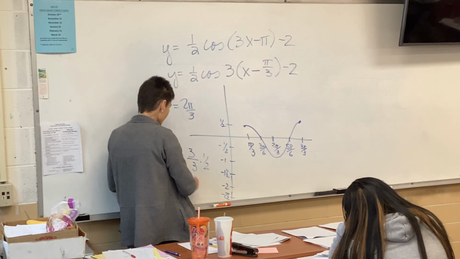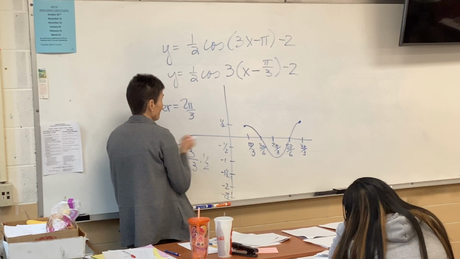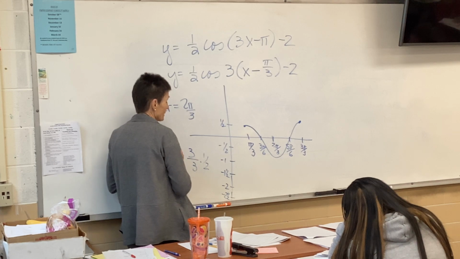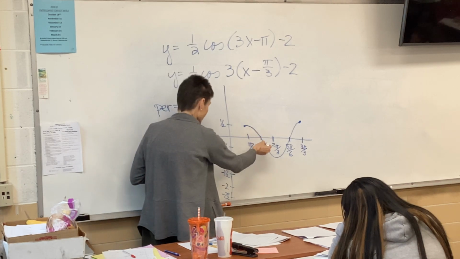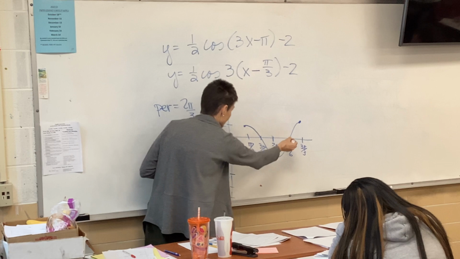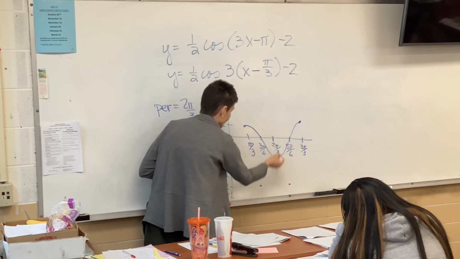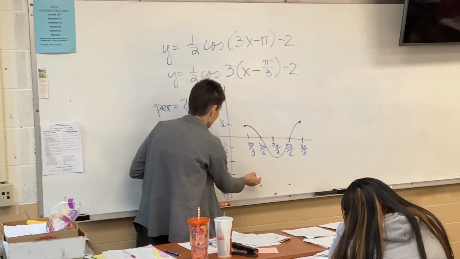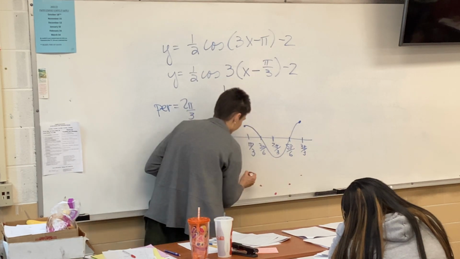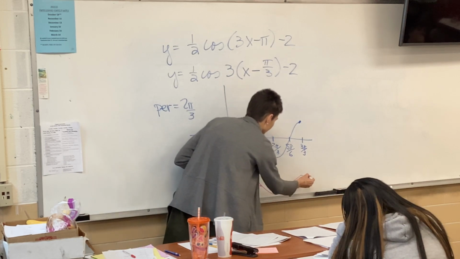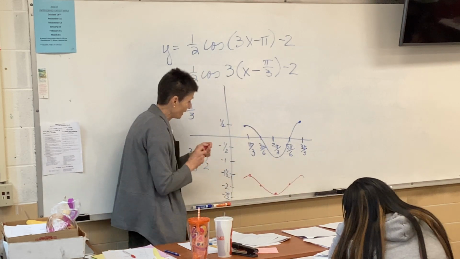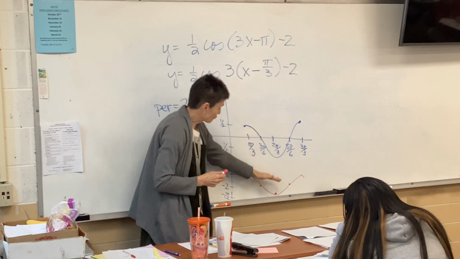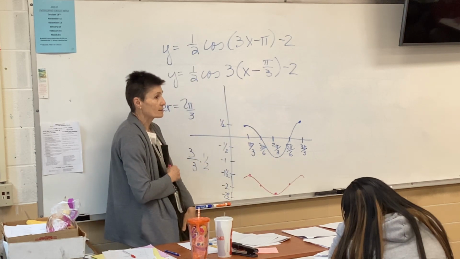I'm going to take each one of these points and drop it down 2 units. So this point's coming down to -2. This one's coming down to -2. That one's going down to -2.5. And this one's coming down to -1.5. So I'm sorry I didn't plan well. Here's my curve, drop down 2 units.